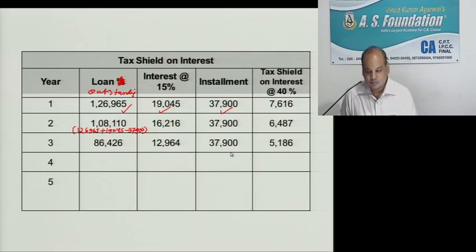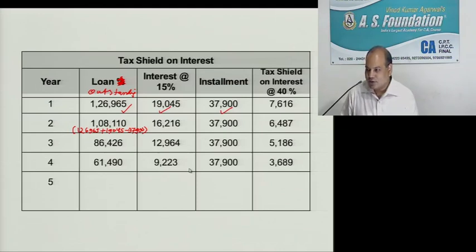Third year answer is 5,186. Okay. Fourth year, what is loan outstanding? 61,490. You should learn all this. Tomorrow you are going to borrow money for your office, so that nobody should fool you. 37,900. 3,689.